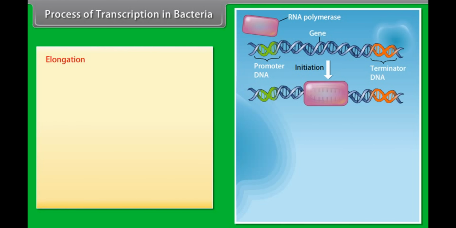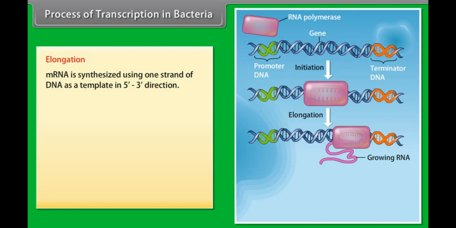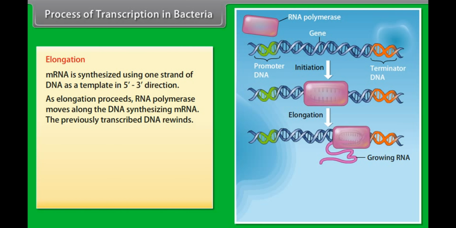Elongation. mRNA is synthesized using one strand of DNA as a template in 5' to 3' direction. As elongation proceeds, RNA polymerase moves along the DNA, synthesizing mRNA. The previously transcribed DNA rewinds. RNA polymerase reaches the termination sequence at the end of the gene.